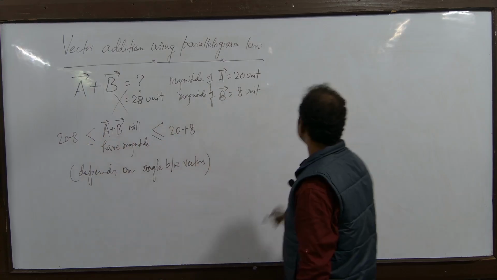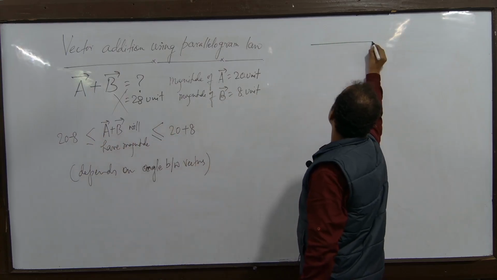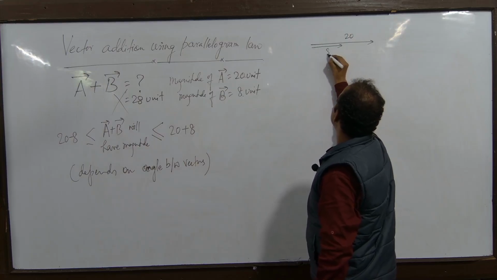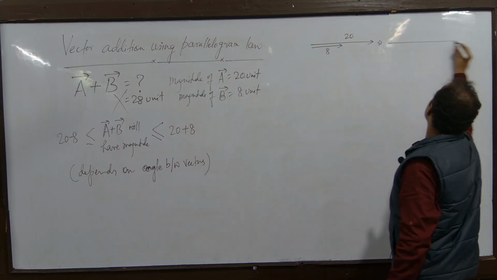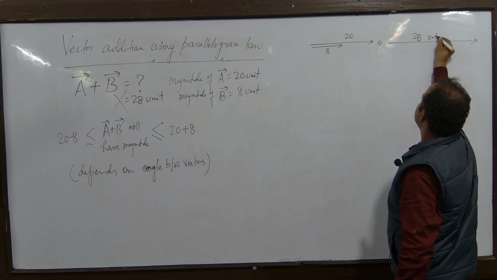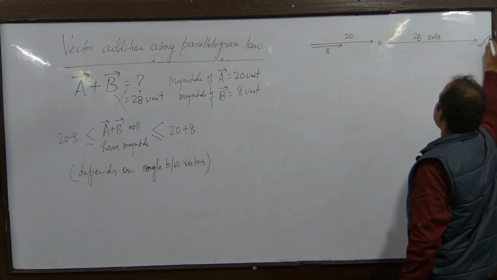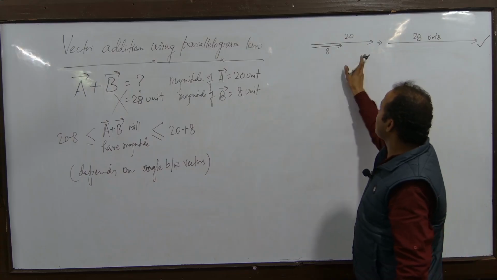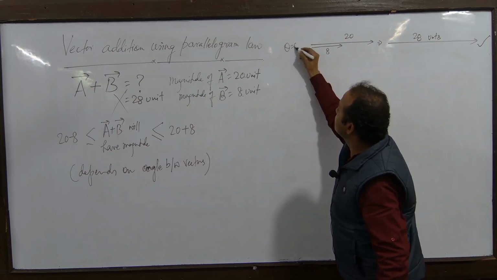I am redrawing it. This is 20 unit. This is 8 unit. This will be 28 unit, 20 plus 8. Right. Okay, directly added. When two vectors are along the same direction, the angle is 0 degree.